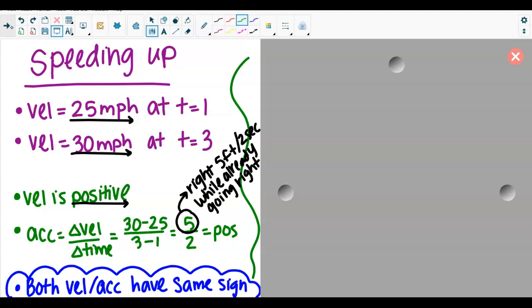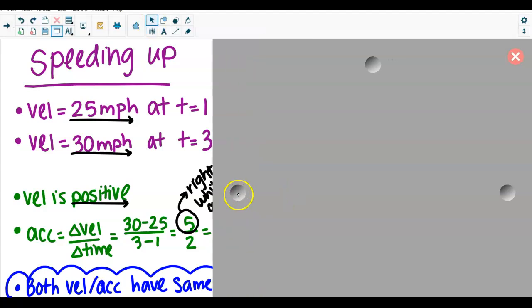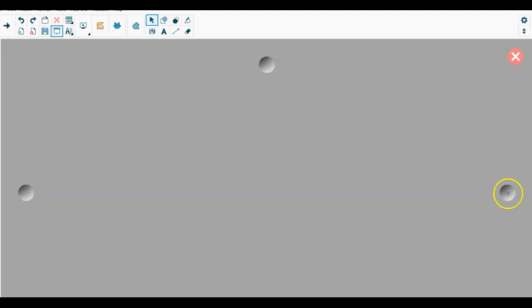Well, you are already going right. So if you are going right and you're going further right, you're actually speeding up. Both velocity and acceleration have the same sign. It actually works in the same way the other direction.